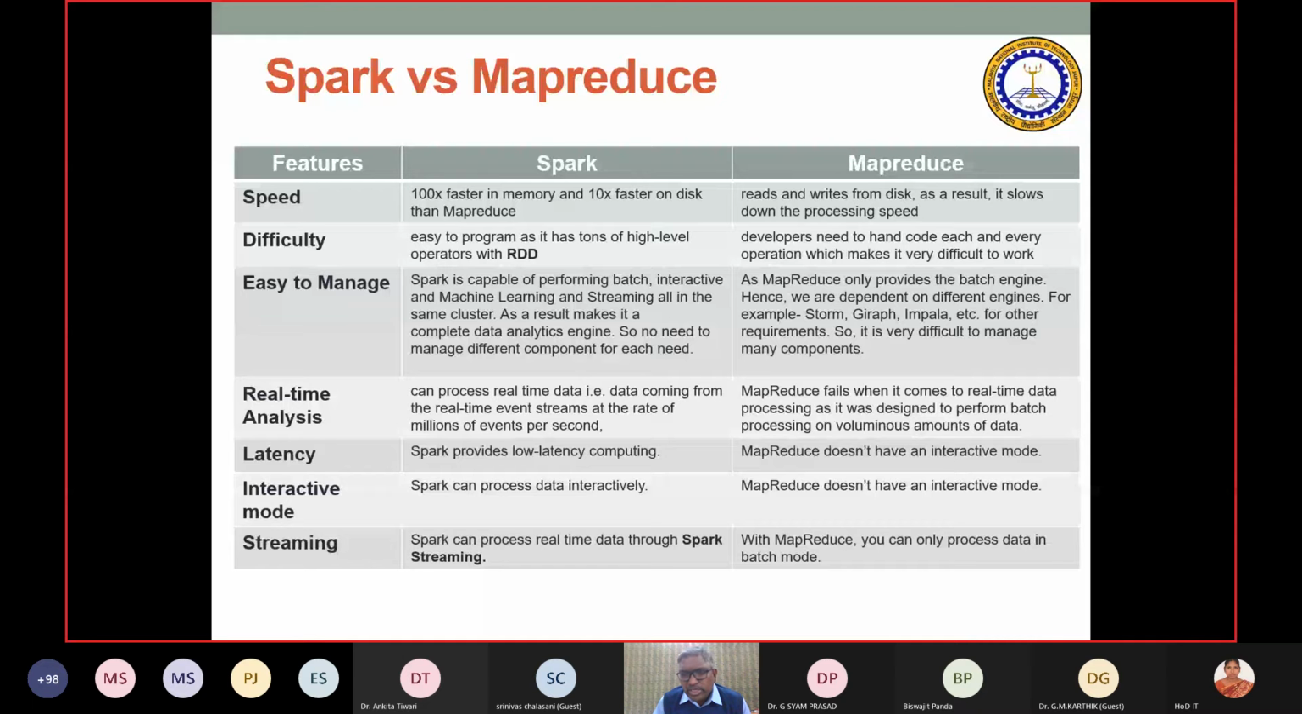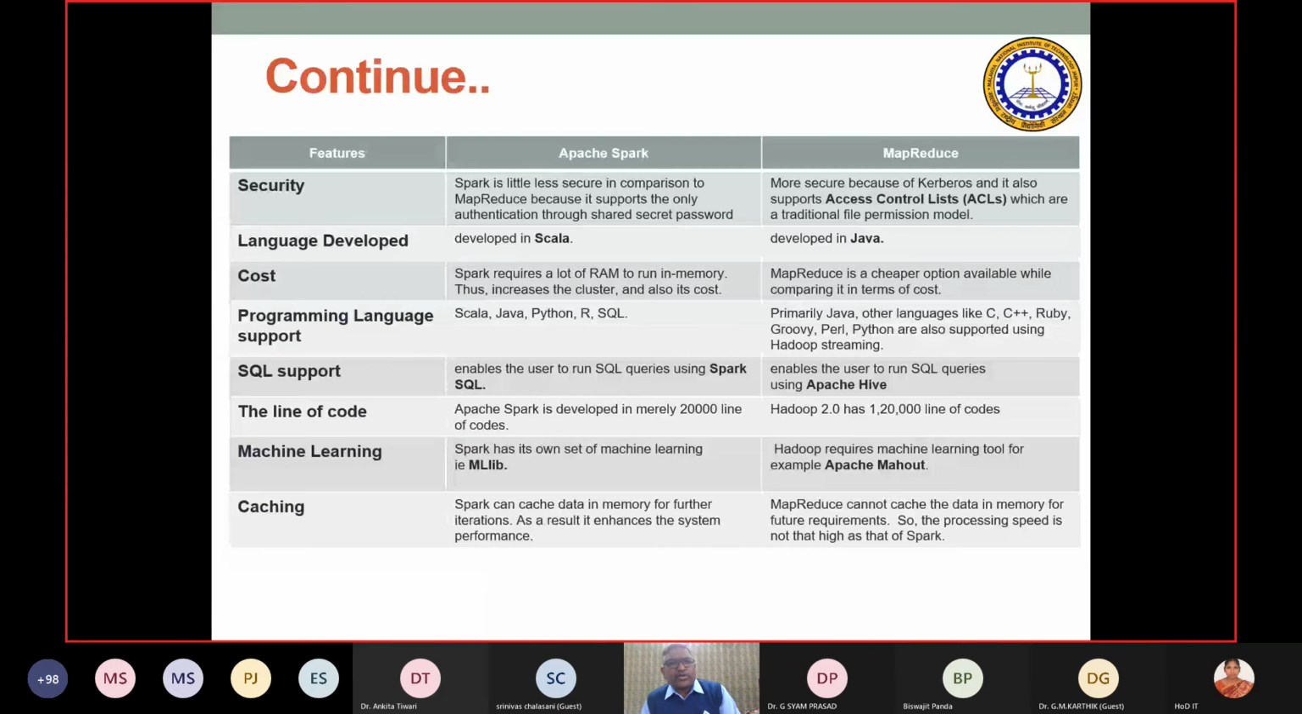But with MapReduce, only batch mode is possible, and interactive mode is not available. So that's how Spark becomes more popular and more famous. So that's where we can look at it. And of course, there are advantages of security.